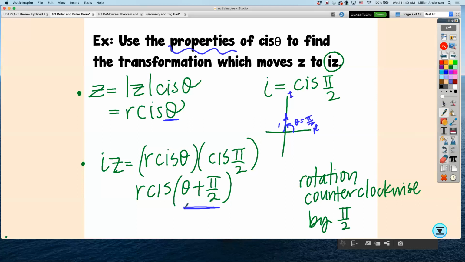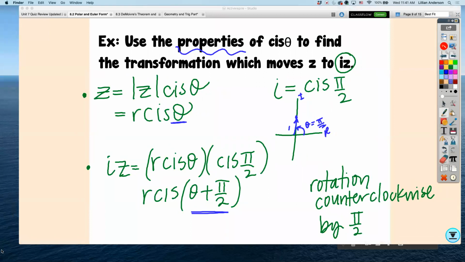Can we assume that it's a rotation if the only difference is in the theta? A dilation would affect the size of your modulus. So let's say this went from r to 2r, then that would be a dilation by 2. If there was anything on the outside, that would be a translation of however many units. So those are the only three. Reflection: if one term went from positive to negative, then that would be a reflection.